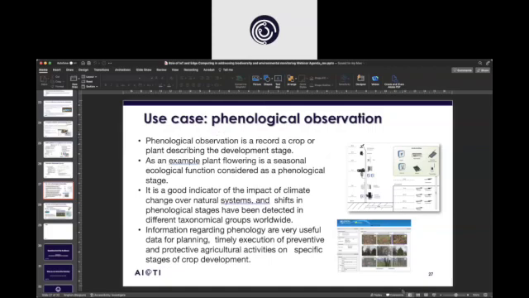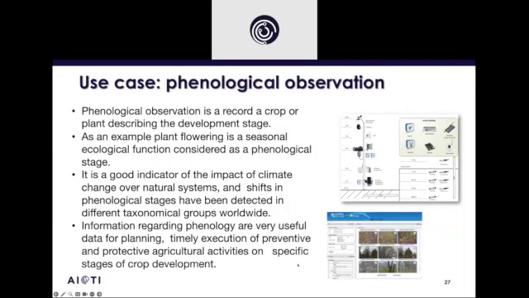Yes, exactly. Okay. So there is another use case I would like very shortly to present, just 2 slides, so we'll be quick. So this is about another use case and another kind of monitoring that we are doing in Poland. So this is about phenological observation. It's a record of crop or plant describing the different development stages. So one of such events, or we could call it seasonal ecological function, is the plant flowering, and this can be considered as one phenological stage.